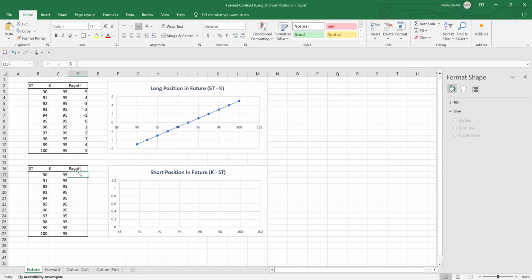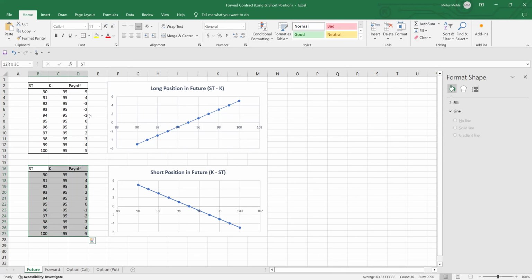And similarly, if you see the payoff diagram for a short position, we know what the payoff equation is, that is K minus ST. So I'm just dragging this formula, and basically we got a very similar graph, right? So this is how we draw a payoff diagram for a long position in futures, or a short position in futures. So I hope this is clear.